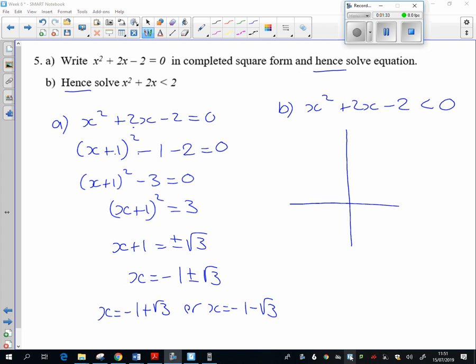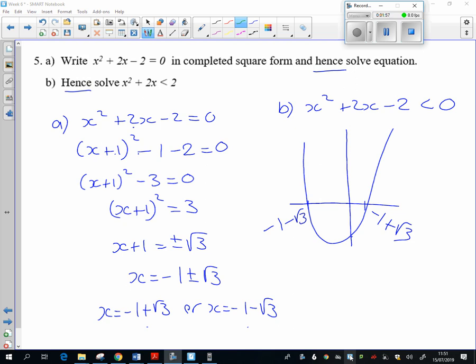So I've got minus 1 plus root 3, so that's going to be a positive. Minus 1 minus root 3 is going to be a negative, so really, really rough sketch of my quadratic. The y-intercept is minus 2, so that looks like it's in roughly the right position. So minus 1 minus root 3 and minus 1 plus root 3.